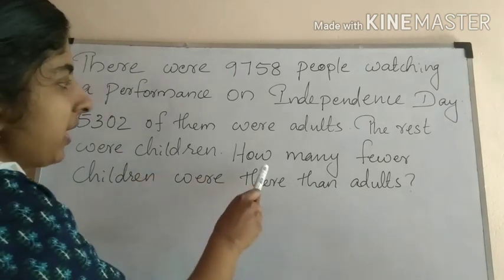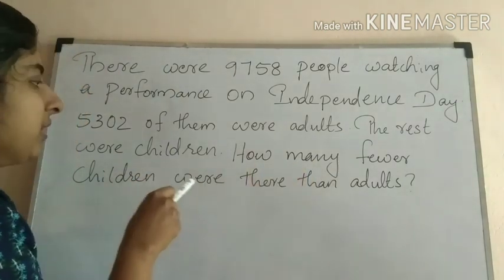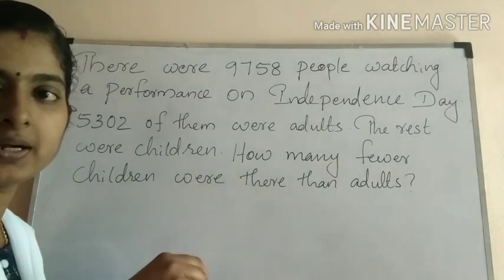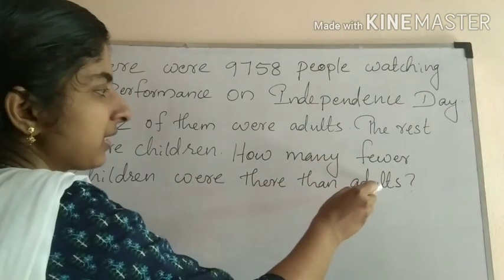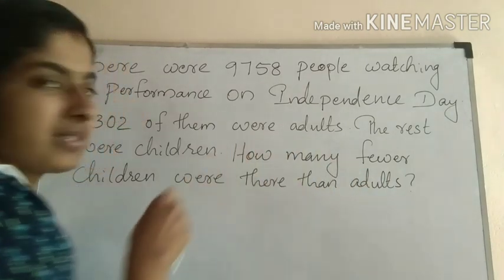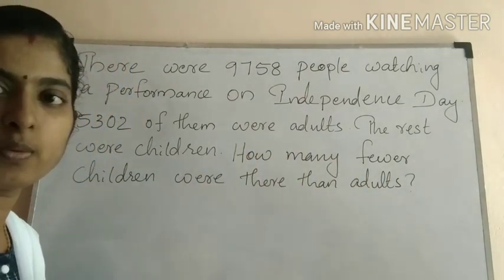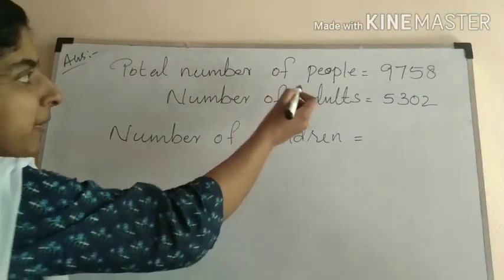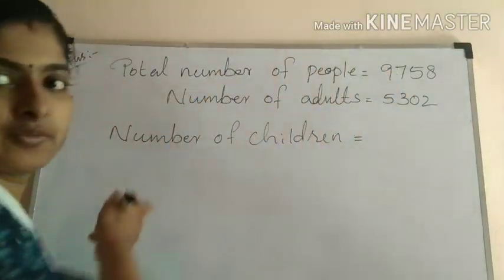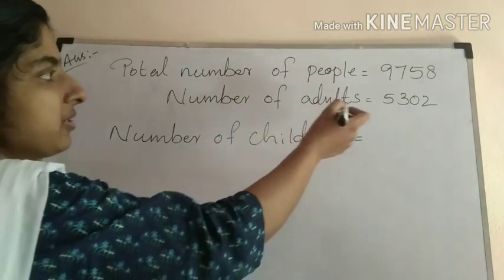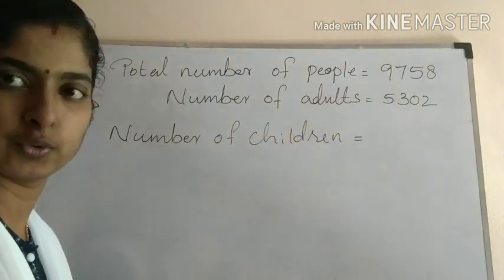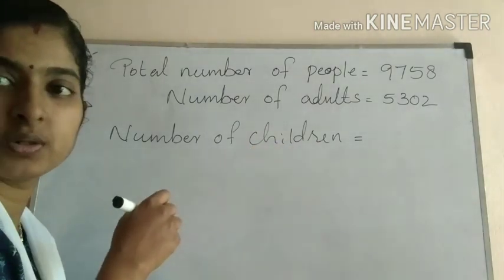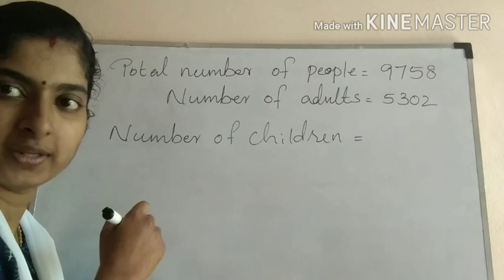Then, finally, how many fewer children were there than adults? How many less children are there compared to these adults? How many less children? That is the question. Okay. Total number of people is equal to 9,758 and number of adults is equal to 5,302. Then the number of children is not given in the question, that we have to find.